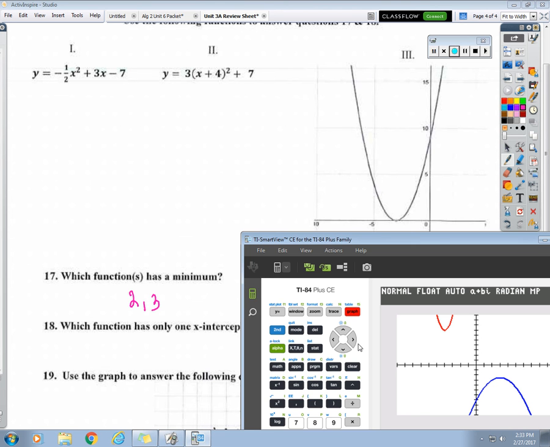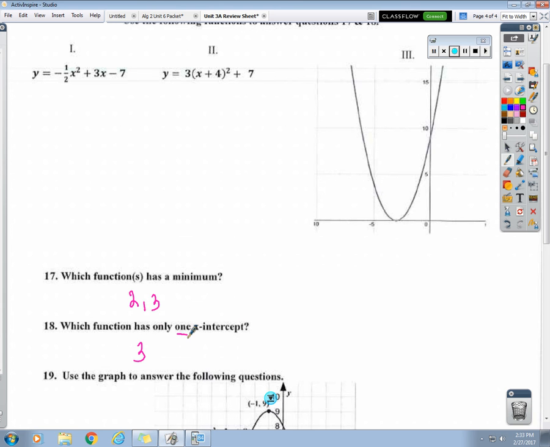Which function has only one x-intercept? Just number 3. See how that one hits the x-axis one time, and those don't hit the x-axis at all? So only number 3 has an x-intercept, and it has exactly 1 like I said.